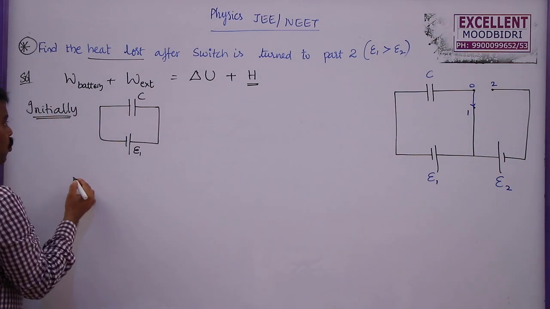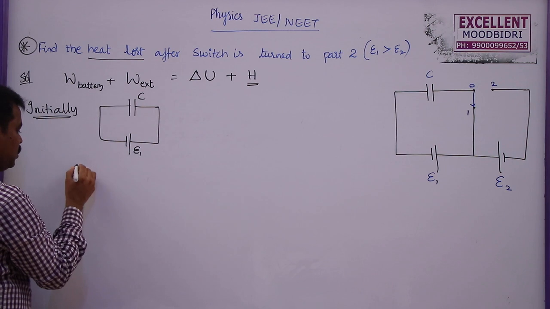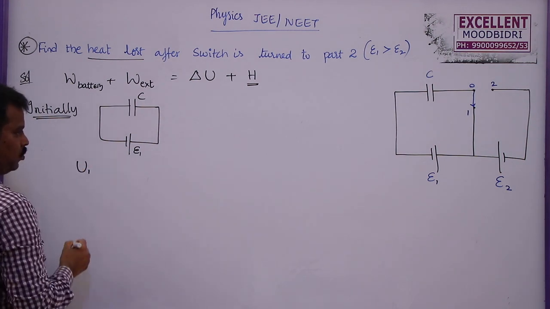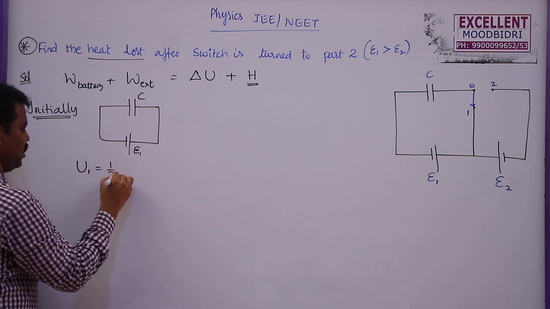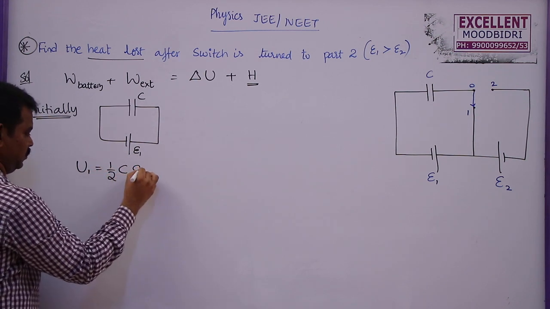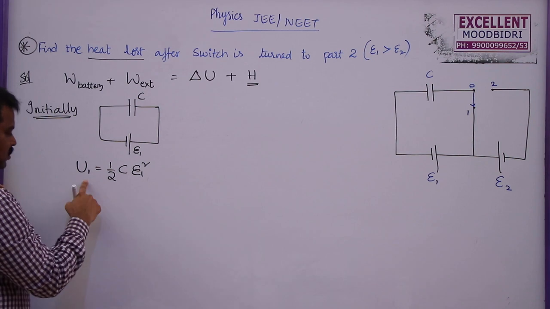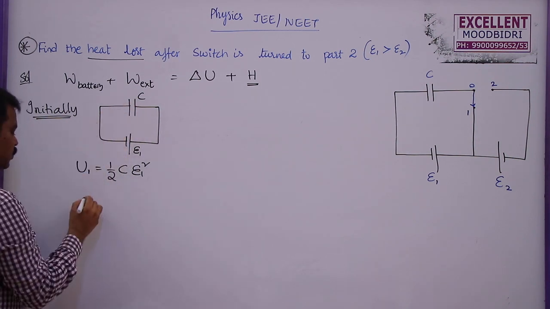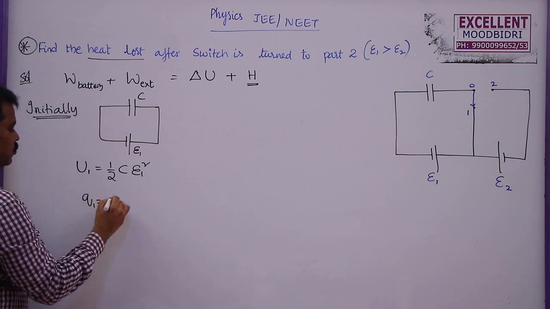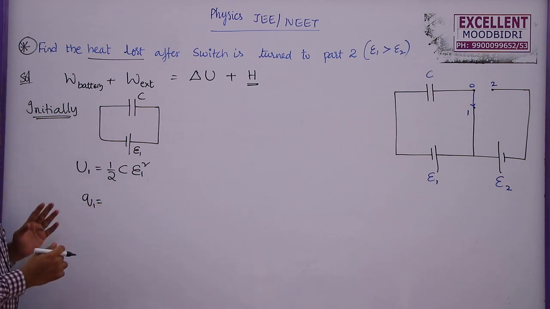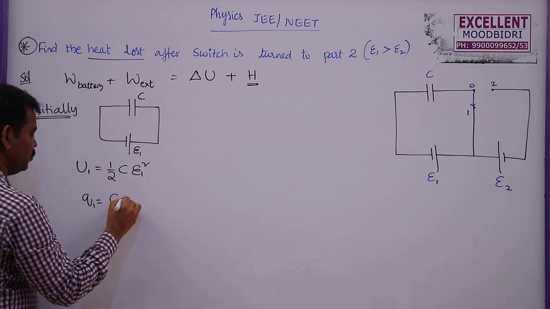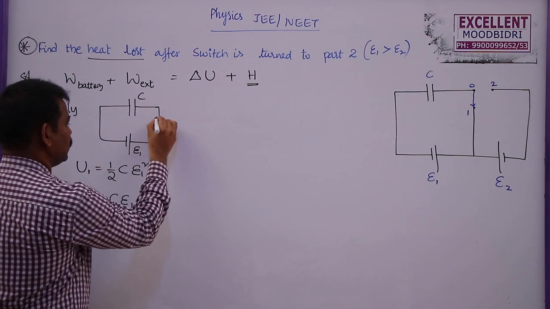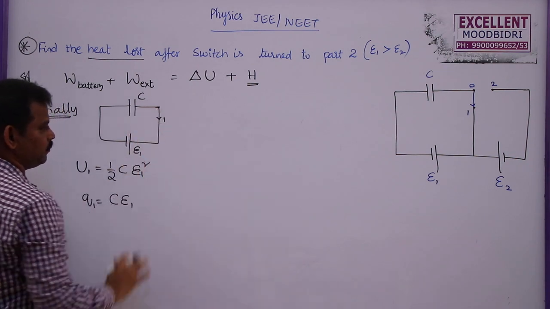Now in this, what is the energy stored here? Initially, the energy stored is given by half C E1 squared. This is the initial energy. Now what is the charge entering here? The charge Q1 is equal to, we know that Q is equal to CV, that is C into E1. So this is when the key is in contact with 1.